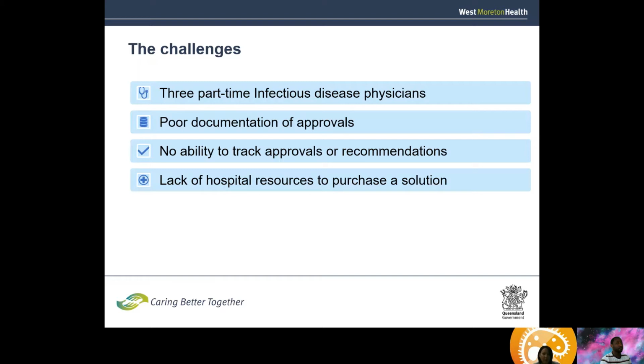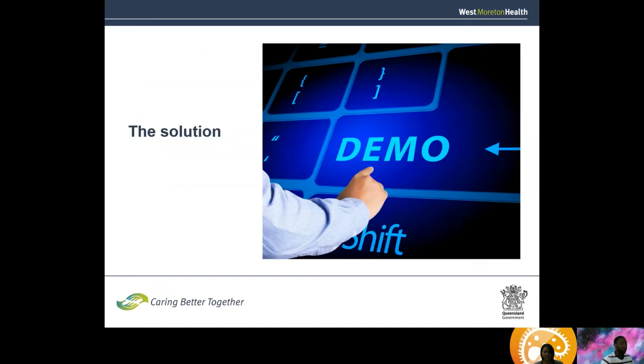The ability to track approvals and recommendations forms a core part of an AMS program, and the lack of clear decision-making has hampered the ability to do that. There are many off-the-shelf programs that are available to help with these challenges, programs such as Easy and Guidance, and I'm sure that you're aware of. However, our hospital didn't allow us to have the resources to be able to purchase these off-the-shelf solutions. And so it was up to us to develop the solution ourselves.